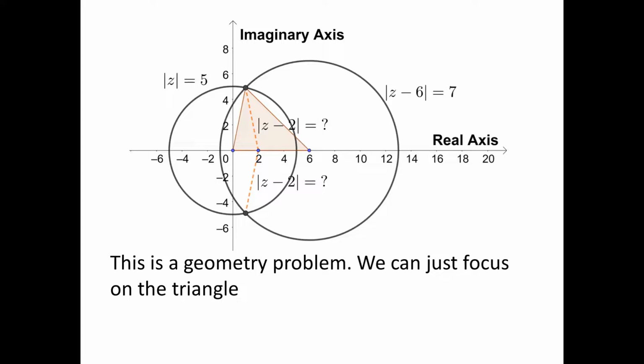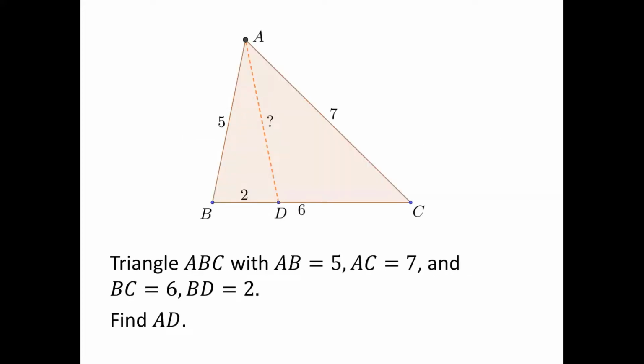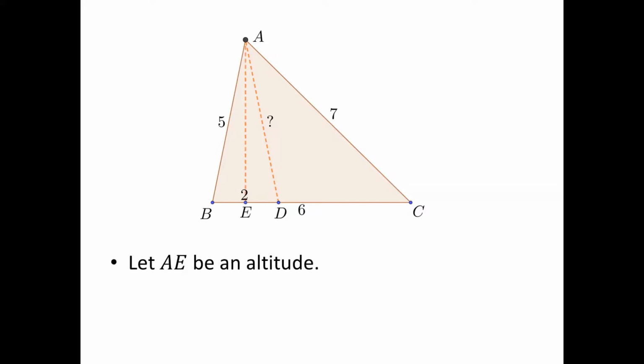We can just look at the triangle. Triangle ABC with AB equals 5, AC equals 7. These are the radii of the circles. And BC equals 6, BD equals 2. We need to find AD. We draw an altitude AE of the triangle.